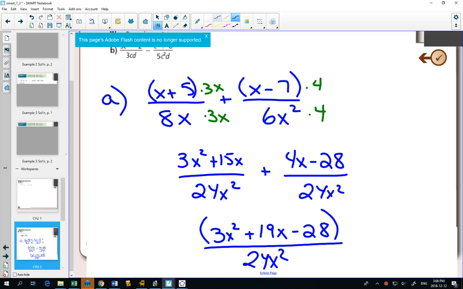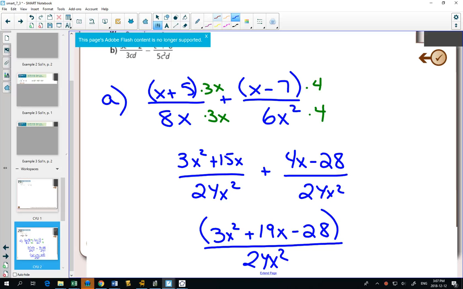The only way you could cancel it out is if you had that entire thing in your denominator. You cannot cancel just the x squareds. Because you can only cancel when you're multiplying and things have been factored. You can't cancel when things are adding.